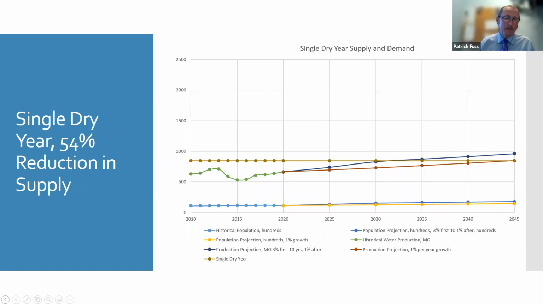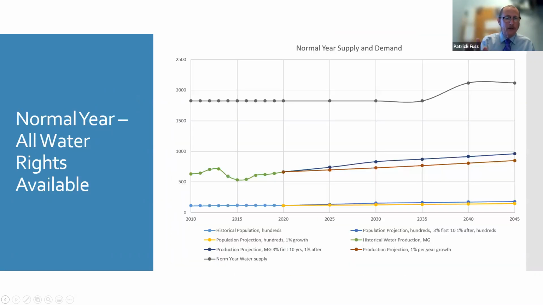Okay, so this is our normal year. This reflects when we do have adequate rainfall and adequate supplies in the reservoirs. This reflects a lot more water being available than we have demand.